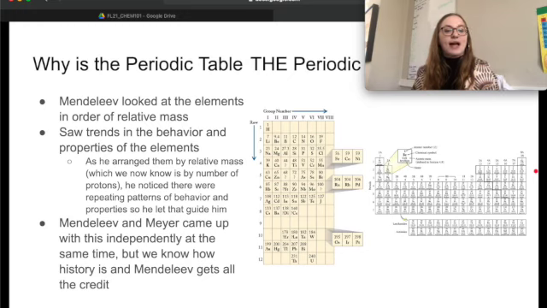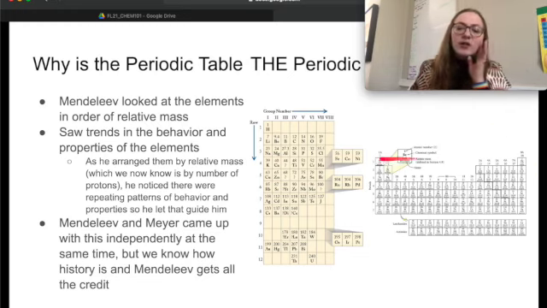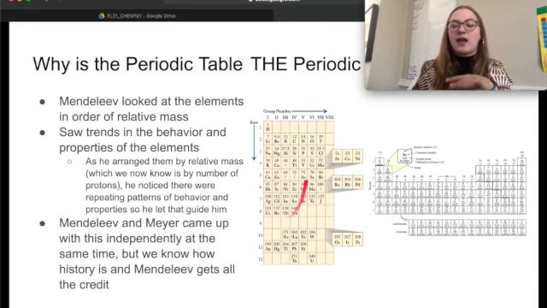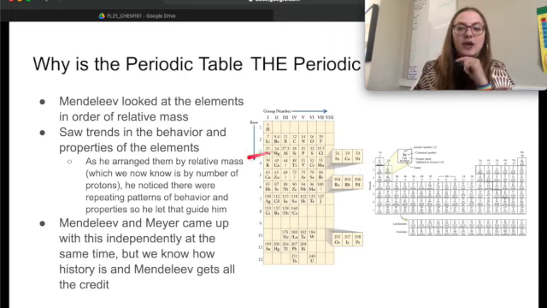Well, there's this guy way back in the day called Mendeleev. What he did was he looked at the elements and he saw an order of relative mass, right? So he started to order his periodic table something like what you see on the left, this weird cream looking thing. He's starting to line them up by relative mass, and there are some blanks in the periodic table.